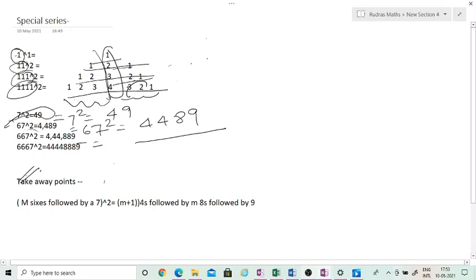If you are going to get 67 whole square, then what are we going to do? M 6s means one 6 is there, and M plus 1, 4 is going to be there, followed by 8 M times. So the value of M is going to be 1, followed by 9 again. So you need to just learn this thing.